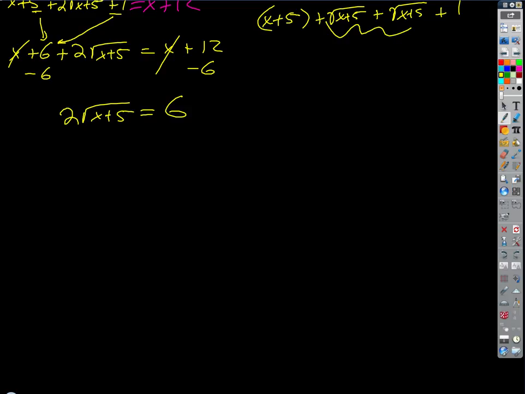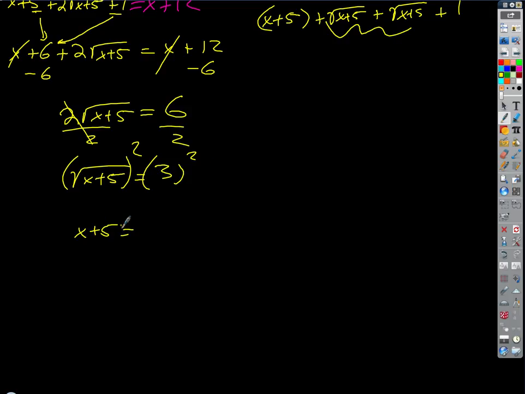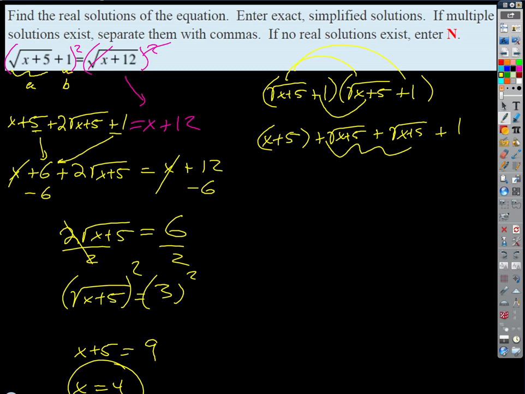Well, now what? I gotta isolate x. Divide by 2. So we get square root x plus 5 equals 3. Now what? Square it. And that gives me x plus 5 equals 9, subtract 5, so x equals 4. Plug it in and see. Does it work?